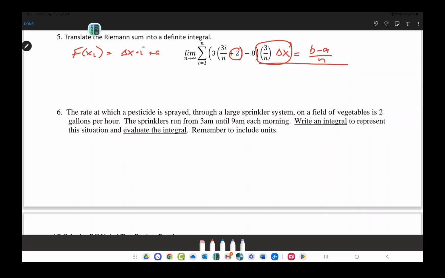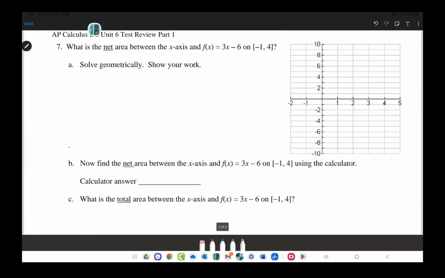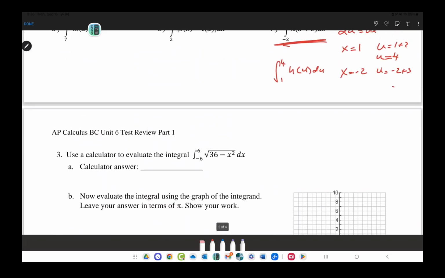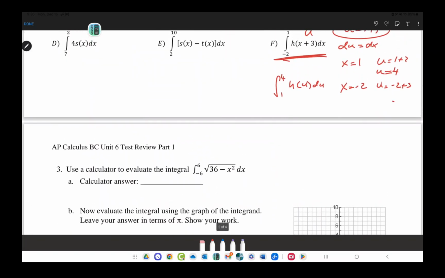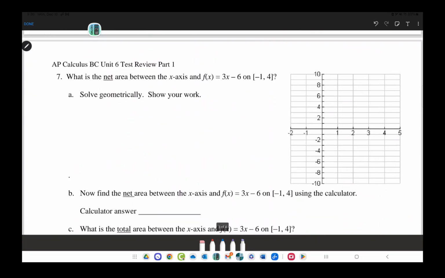Are there 9 questions on both? No, more on the first one, about 9 on the second one. I think there's 11 on the first and 9 on the second. Are there multiple choice questions on the free response? It's a bit of both on both. They're not all multiple choice.